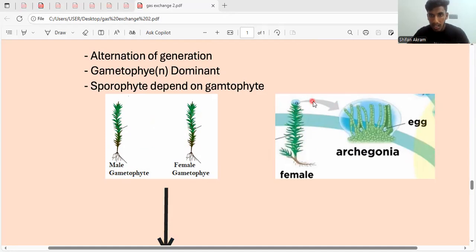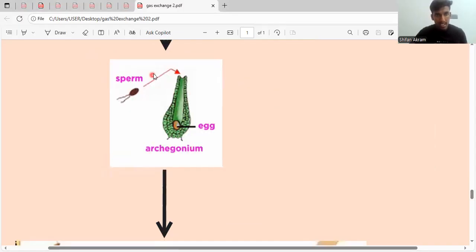So this is the female gametophyte, and here on the top of the female gametophyte we have archegonia, which has the egg inside it. So now what happens is, at the right conditions, when water is present, these sperm cells travel through the water and reach the egg cell, which is present inside the archegonium. The sperm cell fuses with the egg cell and forms a zygote. When it forms a zygote, it starts the diploid generation, which is the sporophyte generation.